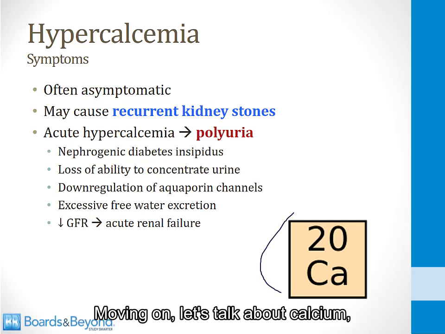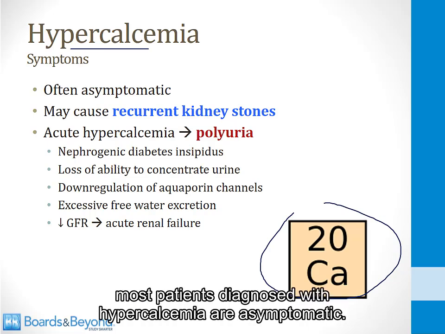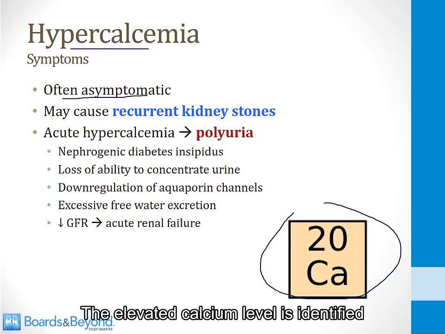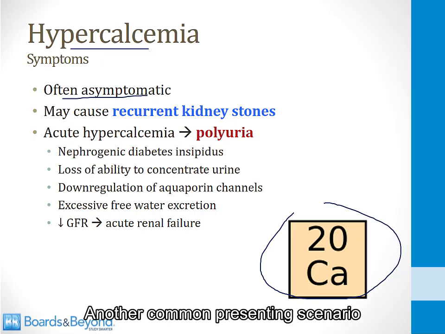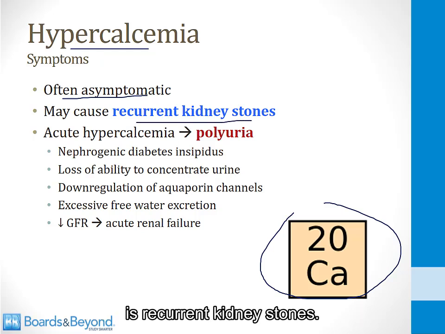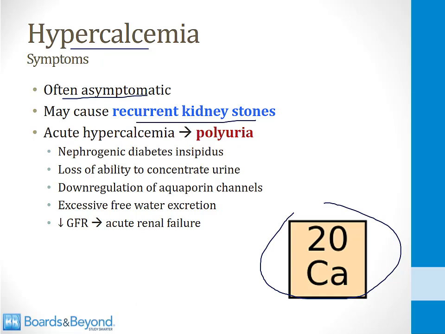Moving on, let's talk about calcium, and we'll start by talking about the symptoms of hypercalcemia. You should be aware that in the modern era, most patients diagnosed with hypercalcemia are asymptomatic. The elevated calcium level is identified as part of blood work done for another reason. Another common presenting scenario is recurrent kidney stones. Many kidney stones contain calcium, so patients who have multiple kidney stones are often tested for hypercalcemia.